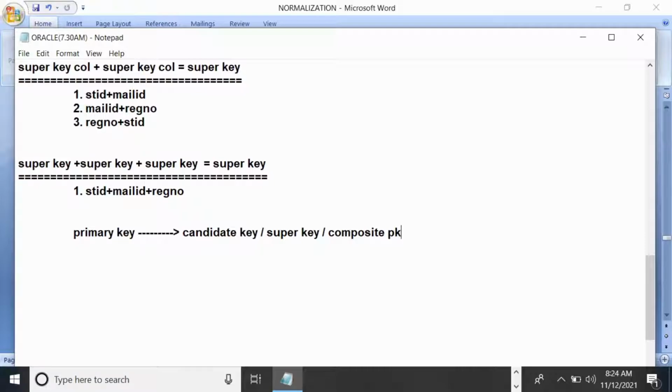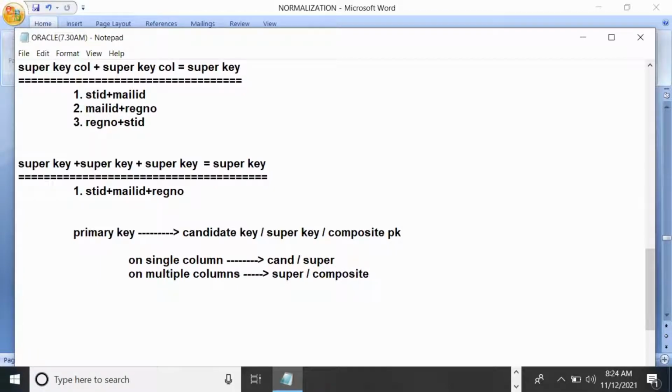So a primary key is also called a candidate key. A primary key is also called a super key. A primary key is also called a composite primary key. But observe the difference here. When a primary key is applied on a single column, then the type of primary key is called a candidate or super key. But when a primary key is applied on multiple columns, then we call it a composite.